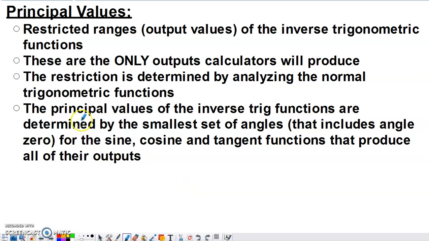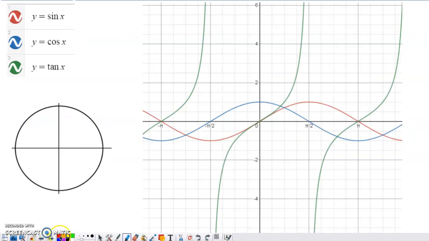But the way that we determine these principal values is we look at the smallest set of angles. And we have to make sure that the set of angles we look at includes 0. So the smallest set of angles, including angle 0, that the sine, cosine, and tangent functions would go through that produce every single one of their possible outputs. Kind of weird to see it in writing, hear me say it. We'll try to make sure we recognize what that means by looking at this screen.